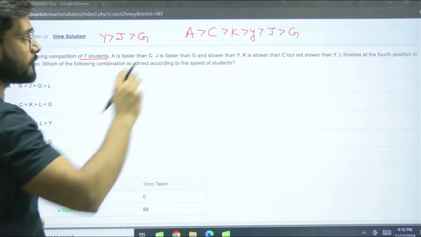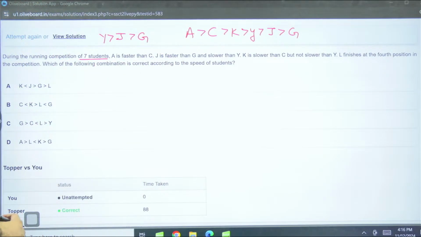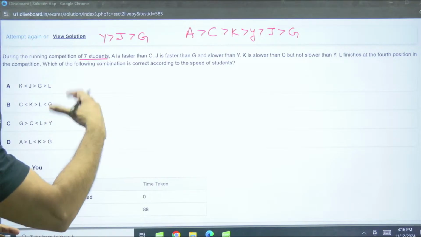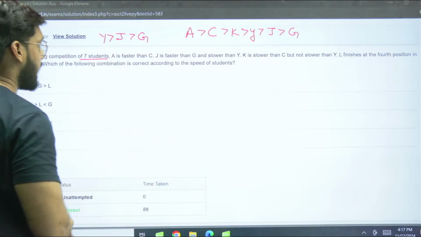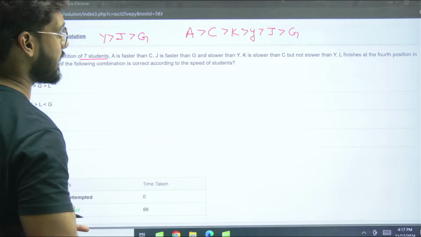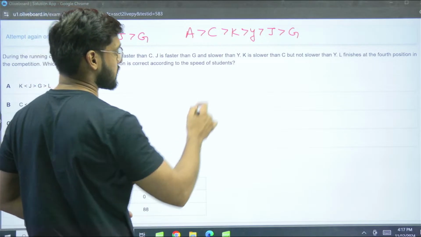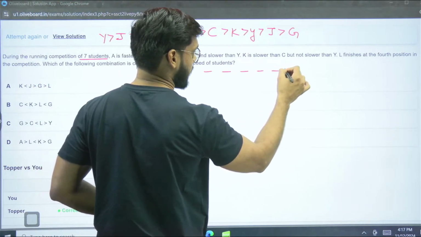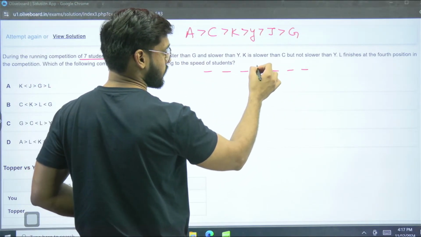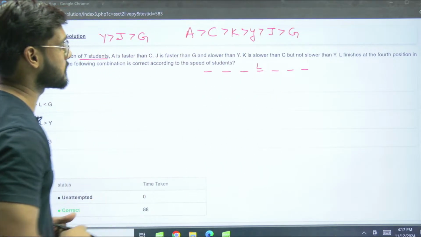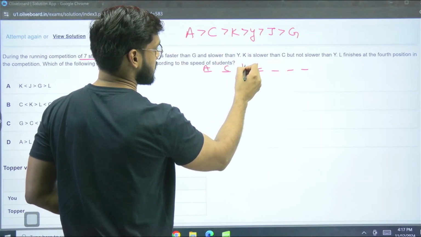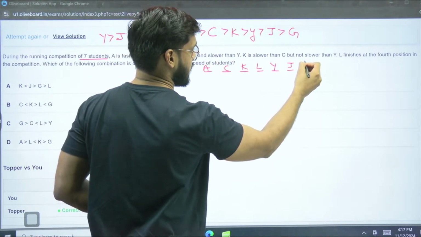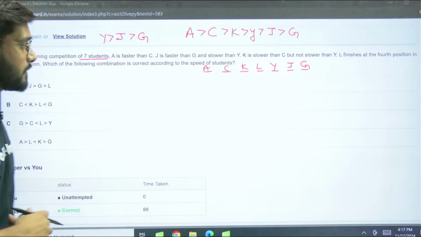Okay. L finishes at the 4th position in the competition. Which of the following combinations is correct according to the speed of students? So we have 1, 2, 3, 4, 5, 6, 7. L is finishing at the 4th position, so L will come over here. Now I need to fix A, C, K, Y, J and G. Like this, the whole arrangement will be made.